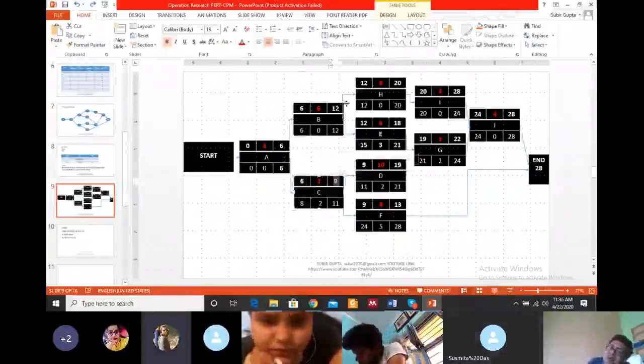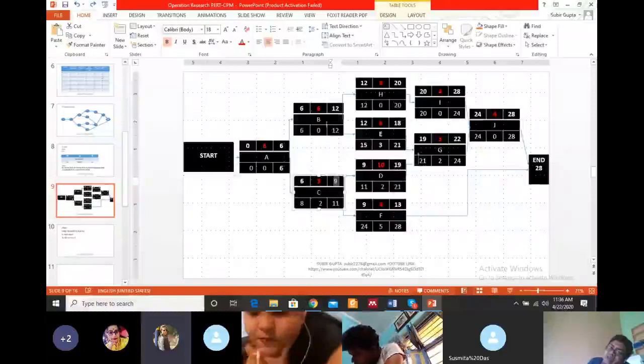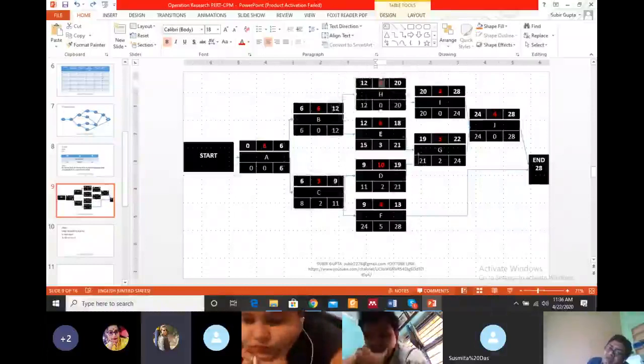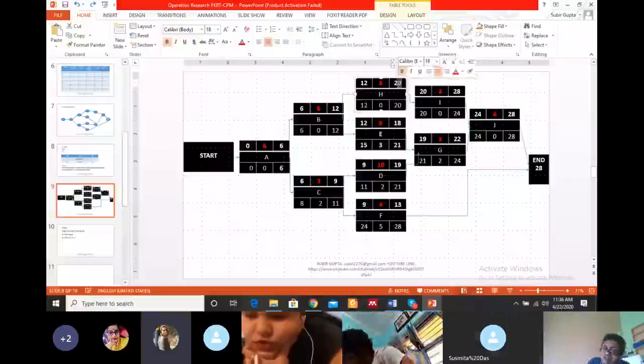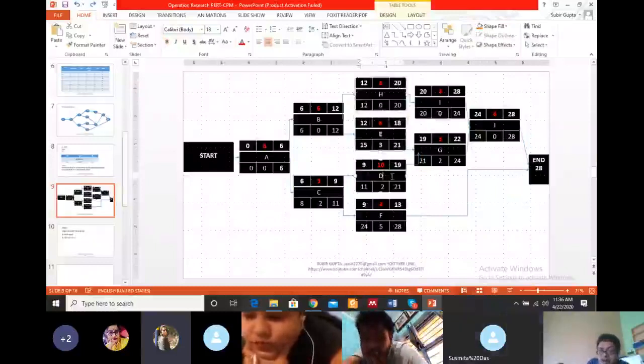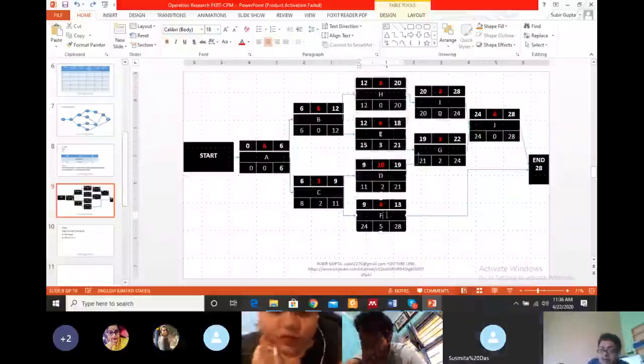Similarly, H can be started after B is completed. So the earliest start is 12. When we complete B at 12, the earliest start for H is 12 and duration is 8. Then the total time is 20. Similarly, we can calculate E. Similarly, we can calculate D. Similarly, we can calculate F.